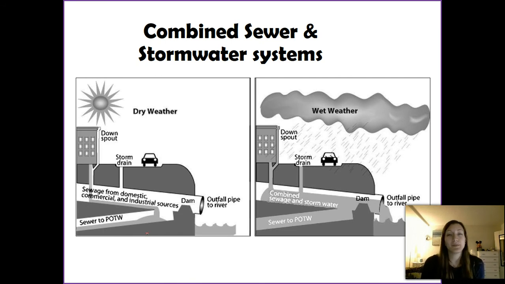Some cities, typically older cities, have a combined sewer and stormwater system. So instead of having two sets of pipes, one for the sewer and one for the stormwater, they share pipes. So that's what you can see here in both of these images. So here, this coming from the building is representing our wastewater.